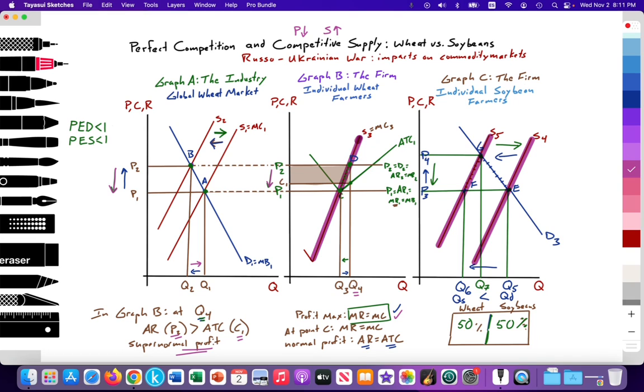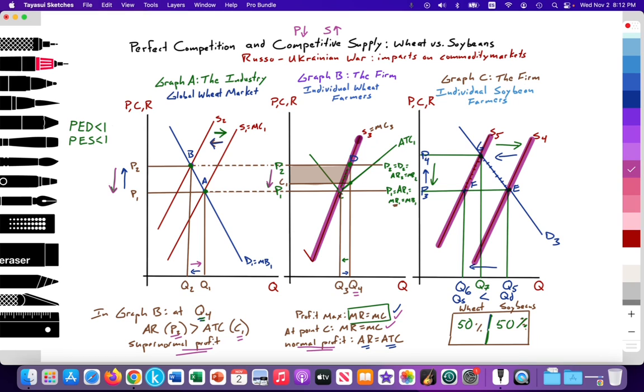Thus, farmers seeking to profit maximize or minimize losses will reduce the quantity supplied from point D to point C along the S3 curve, or from Q4 to Q3. And at point C, we see that the firm is generating normal profit since AR is equal to ATC, and they're still profit maximizing because MR is equal to MC.